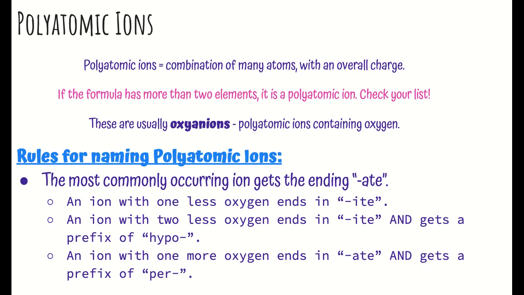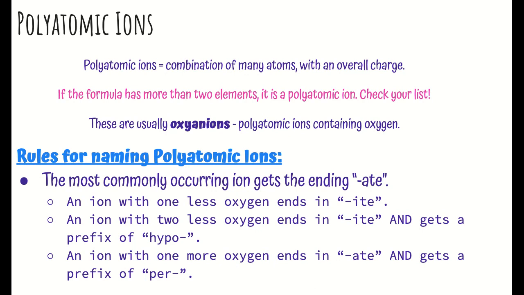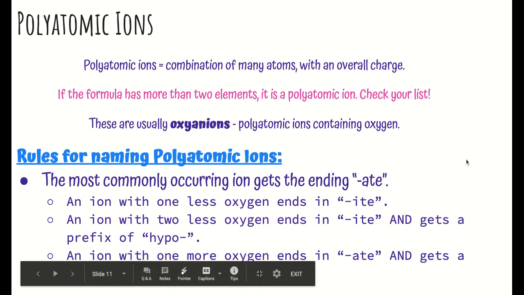The reason this centers around oxygen is because polyatomic ions are normally oxyanions, meaning they have oxygen. If you look at that list, almost all of them have oxygen involved, at least all of them that have multiples of the same or similar formula. That's where we get this ATE, ITE situation. So if we had sulfate, one less oxygen would be sulfite. Two less oxygens would be hyposulfite. One more oxygen than normal would be persulfate. So you have this rearranging there.